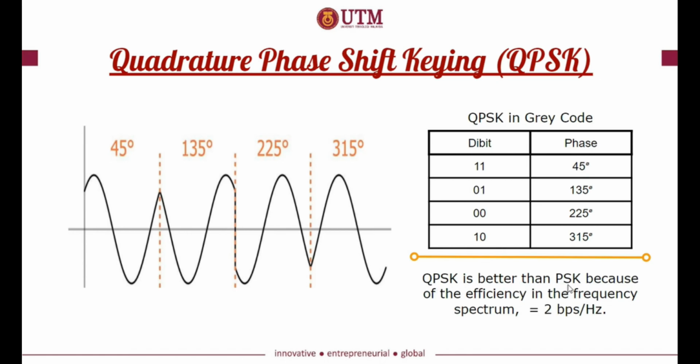Next, QPSK is better than PSK because of its efficiency in the frequency spectrum. QPSK is equal to 2 bits per second per Hertz.